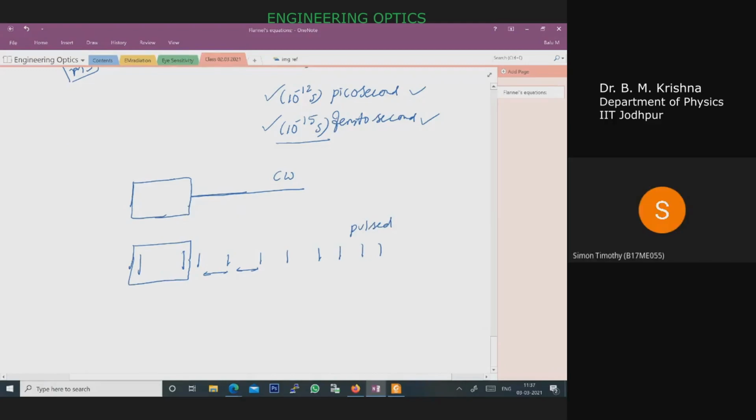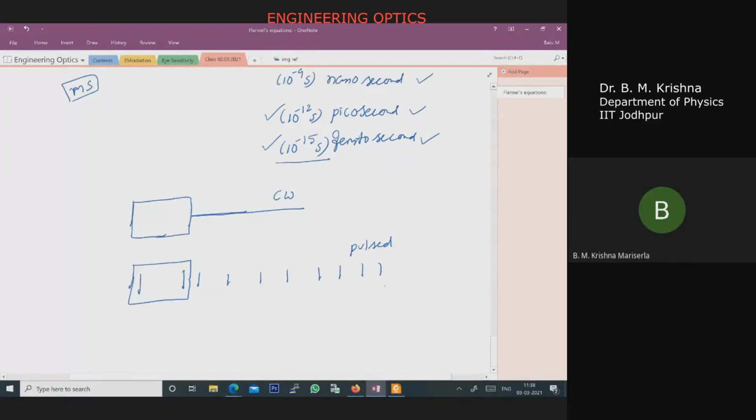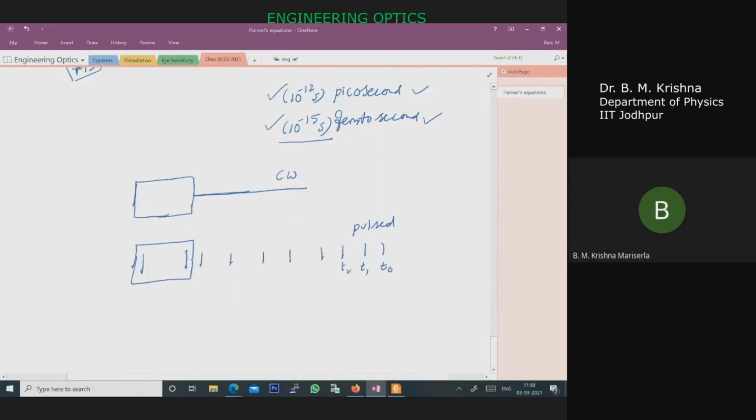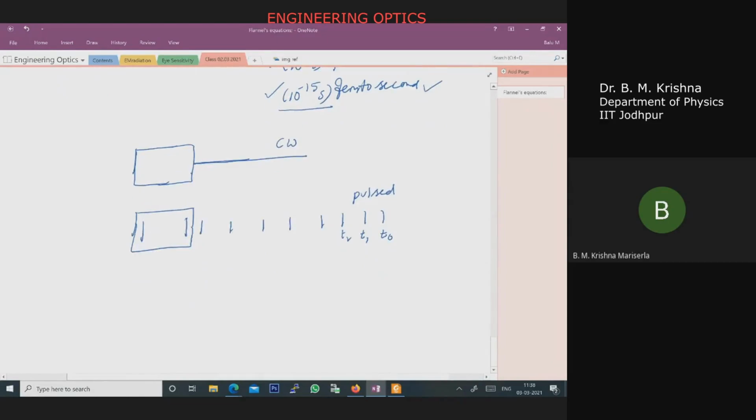So this is each pulse. From the laser, this is the first pulse coming, that is time t0. After maybe a millisecond, the next pulse comes from the laser. After another millisecond, the next pulse is coming. Now I'm picking one pulse.